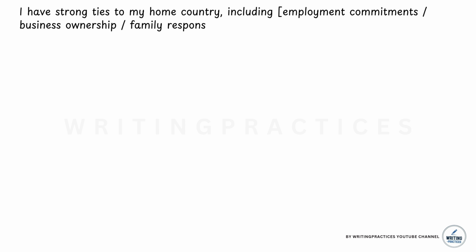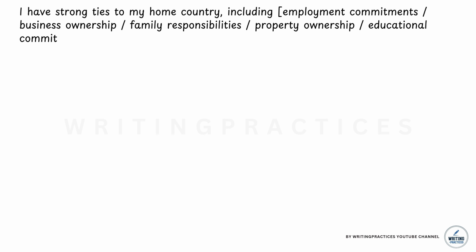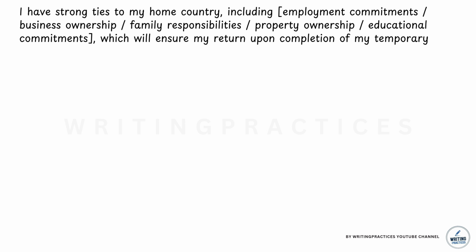Paragraph 5. Ties to home country. Write the evidence showing why you will return home. For example, I have strong ties to my home country, including my full-time employment, family responsibilities, and ownership of residential property, which will ensure my return upon completion of my temporary stay in Canada. This is one of the most critical parts of your visa application because officers need reassurance that you do not intend to overstay. Include multiple strong ties if possible.